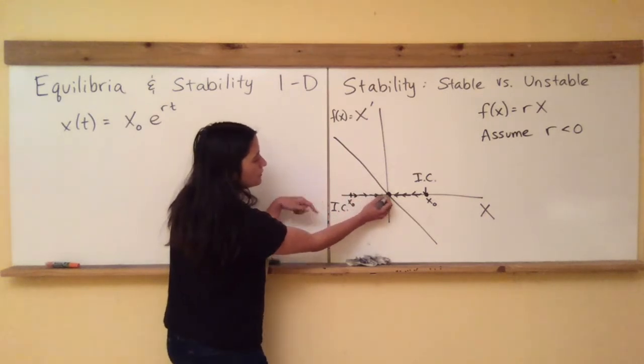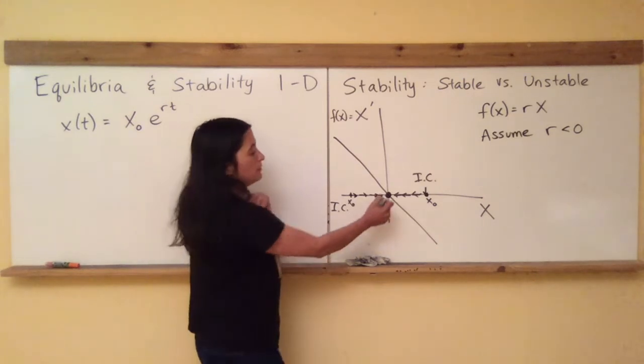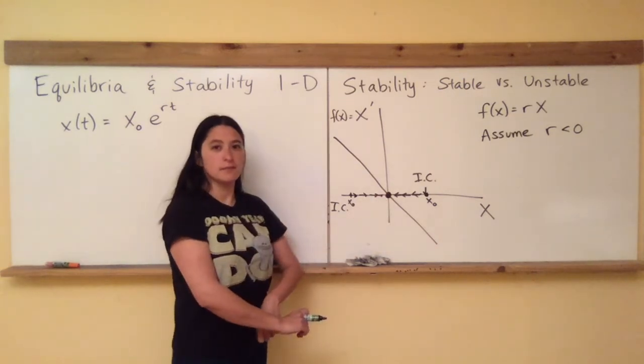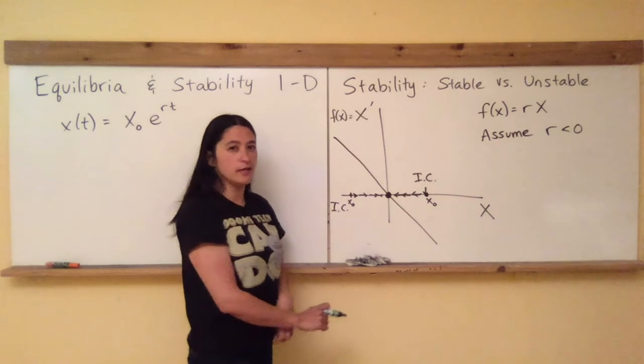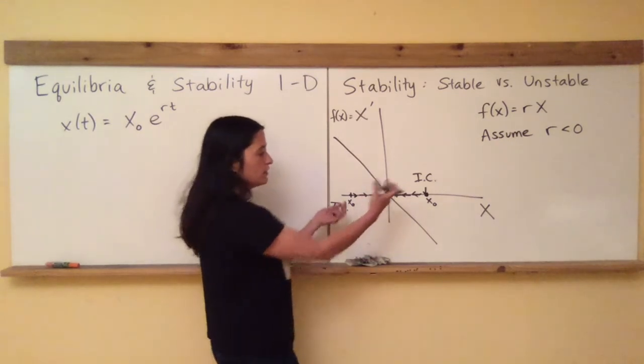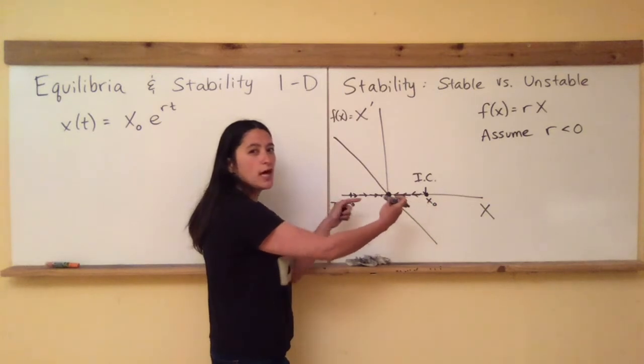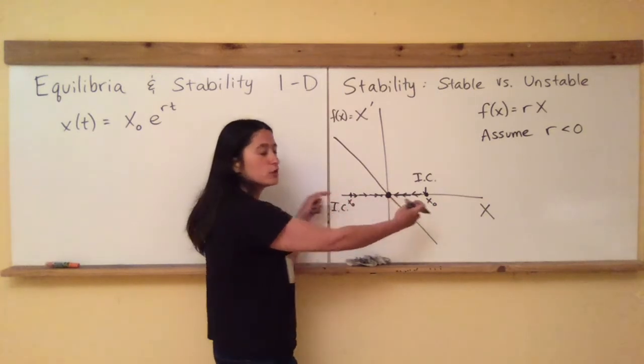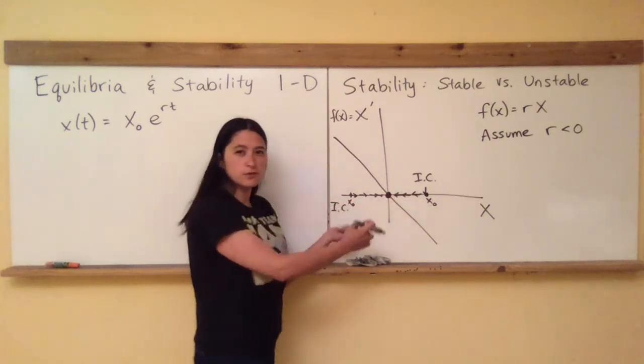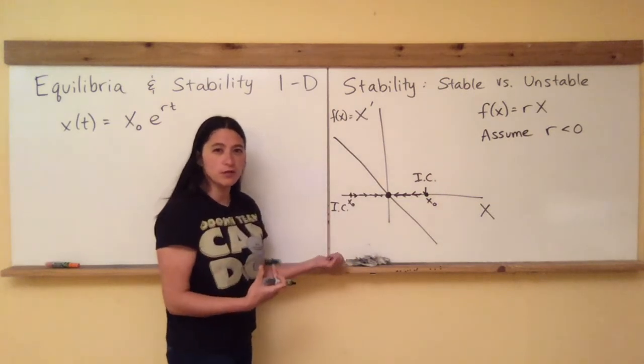Oh, wait, hold on. Rate of change is 0 there. Better stop right there. Okay? And so you can see that if you start on either side of the equilibrium point in this case, things are attracted to the fixed point. They're going towards the fixed point, as opposed to our other case where things were getting repelled away.